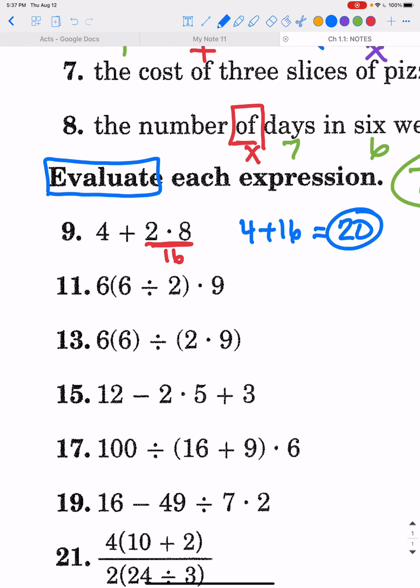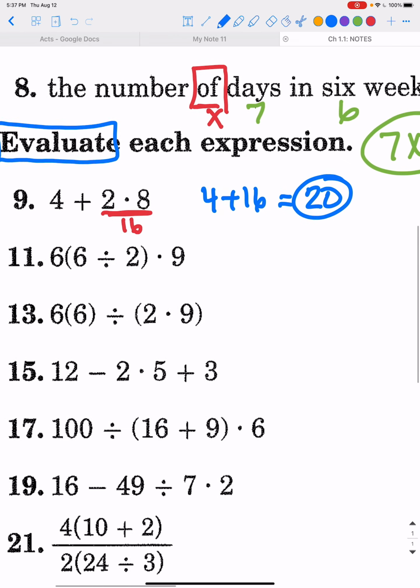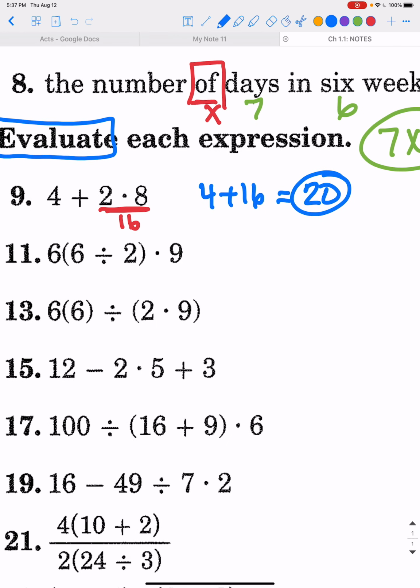Now, usually I like to work these up and down. That was a simple one, so I went side to side there. But I'll show you why here in a minute. I usually like to work these up and down. All right, so let's look at number 11. I'm going to work that one up and down, so I'm going to rewrite it over here. I've got 6 times 6 divided by 2 times 9.